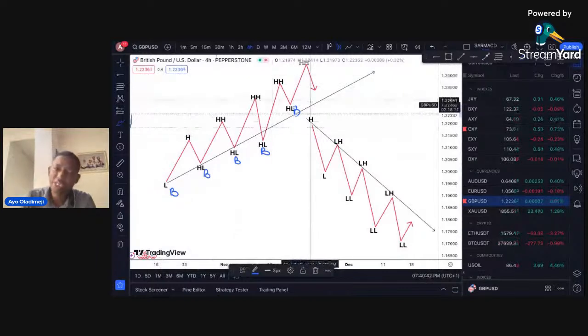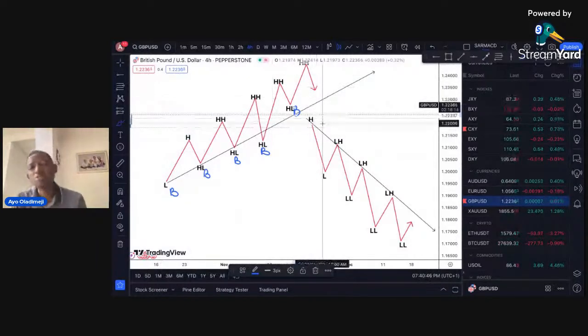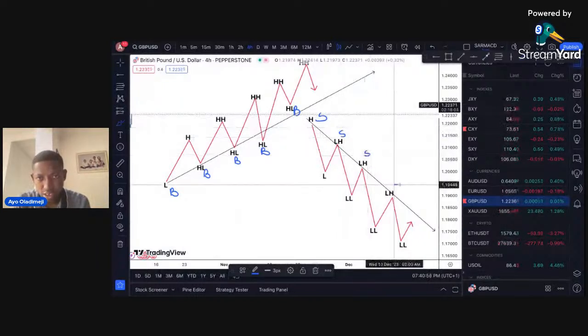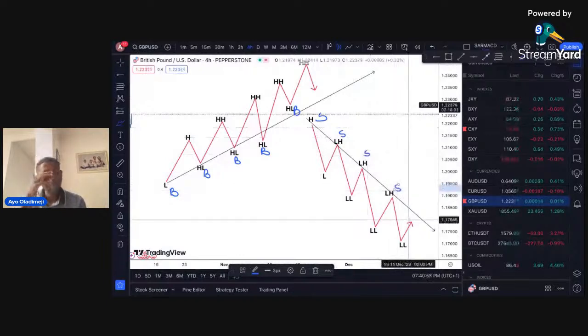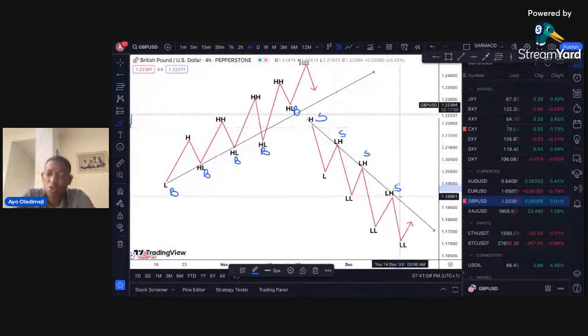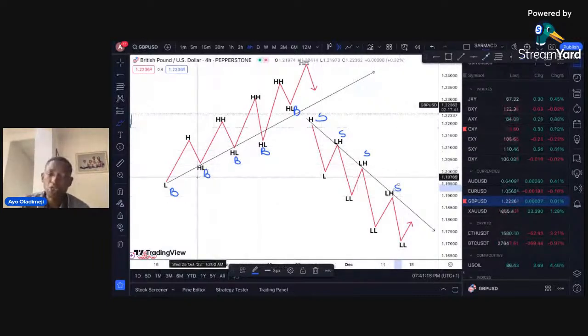Then when it comes to a downtrend, you sell the highs. Sell the highs. When it comes to a downtrend, always sell the highs. So we have high, lower high. You sell from all the lower highs. That's the best way you can maximize your trade and make some good profit. So when it comes to an uptrend, you buy the lows. When it comes to a downtrend, you sell the highs.